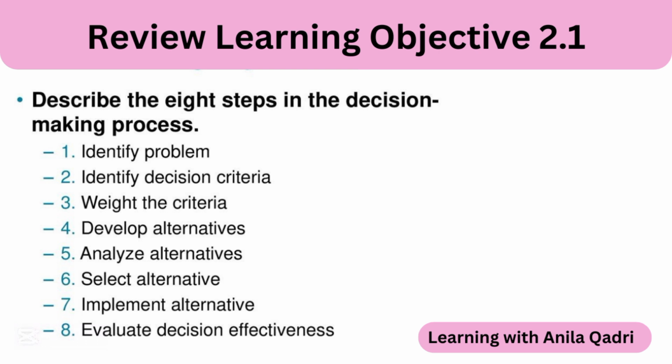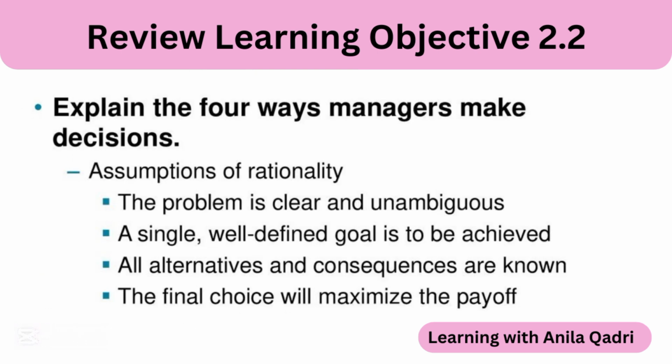Here is Review Learning Objective 2.2. Explain the 4 ways managers make decisions. Assumptions of rationality: the problem is clear and unambiguous. A single, well-defined goal is to be achieved. All alternatives and consequences are known. The final choice will maximize the payoff.